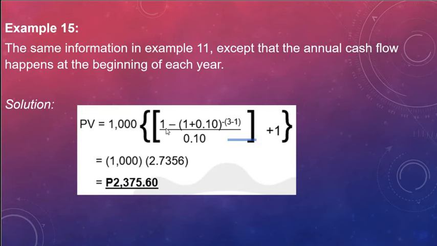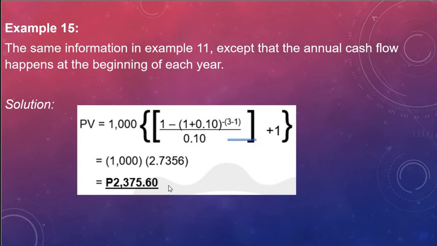So you have 1,000 times 1 minus 1 plus 0.10 raised to the power of n minus 1. So, magiging 2 na lang ito. Divided by 0.10 or your I. Then, plus 1. So, yung result nitong computation na to ay 2.7356. So, that is your present value factor for ordinary annuity. Or sorry, for annuity due. Annuity due na pala tayo. So, your present value is 2,375.60. So, let's try to compare.